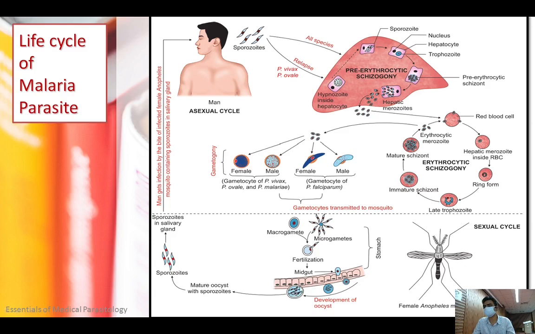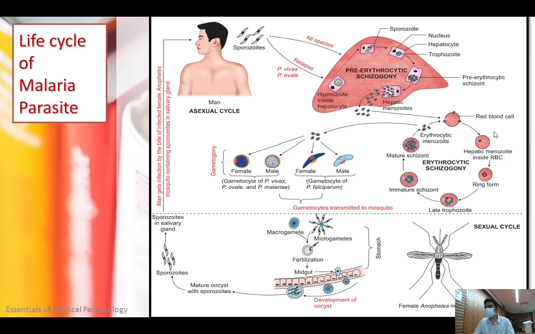Finally sporozoites will be formed. You can see here sporozoites. Inside this mature oocyst, sporozoites are formed. This will rupture and the sporozoites will be released. This all occurs in the midgut. From here, the sporozoites enter the salivary gland and get stored there, getting ready to bite humans again, and then the mosquito will regurgitate saliva. Along with the saliva, the sporozoites will be inoculated into the humans, and then the cycle will continue.